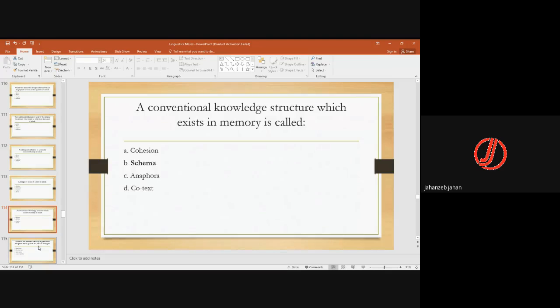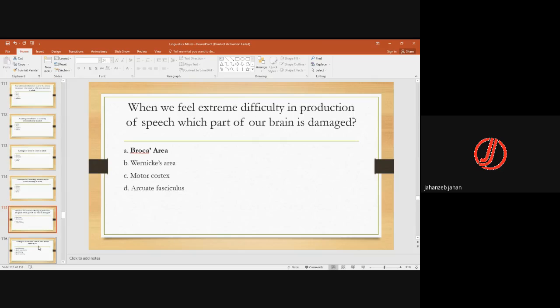A conversational knowledge structure which exists in memory is called schema. Schema क्या है basically कि if I go to a bank, I know कि how to go to the bank, क्या करना होता है, क्या माहौल होता है, ये सारा कुछ. So that structure within my memory is called schema.